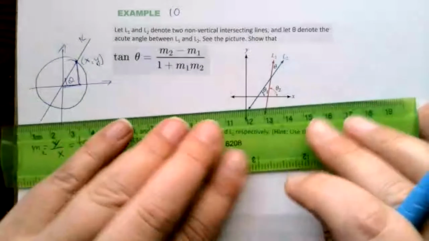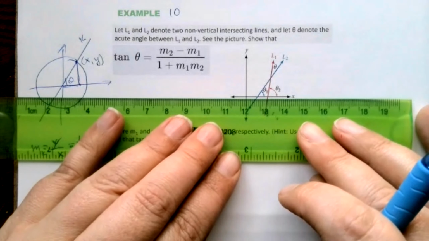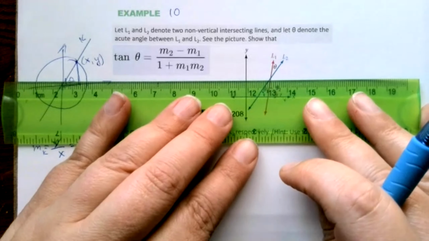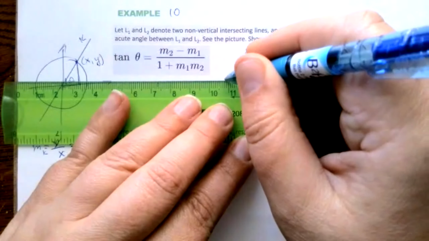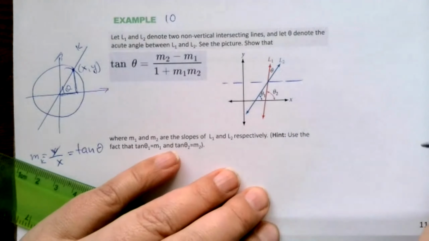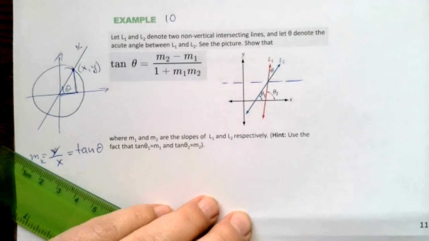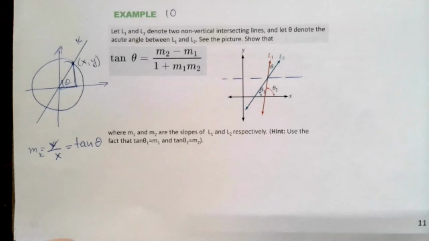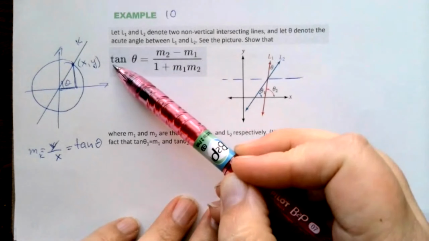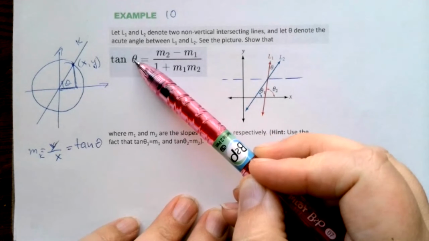Now, in order to tackle this problem, I'm going to draw an additional line. I'm going to draw a line parallel to x that goes through the intersection of L1 and L2. So that's going to be our helping line. Next, I want to point out that our angle theta is right here. That's the theta that we're looking for the tangent of.